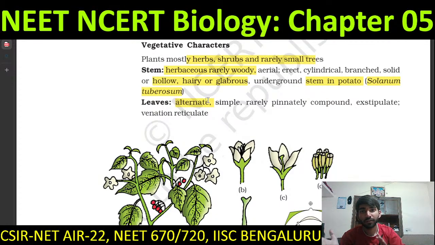Leaves, you should remember, are alternate, so one on each side at each internode. Simple, can also be pinnately compound. Simple means they have only one single midrib and the leaves come in different regions of that. So on one midrib there is only one leaf, but it can also be pinnately compound. Exstipulate, so it does not have stipules, and venation is reticulate because it is a dicot.